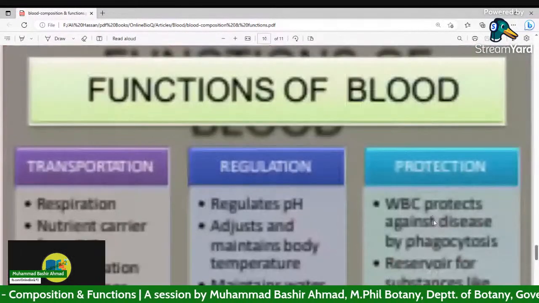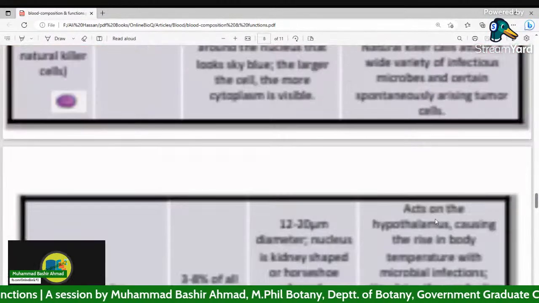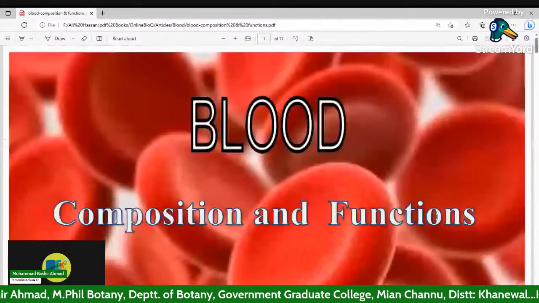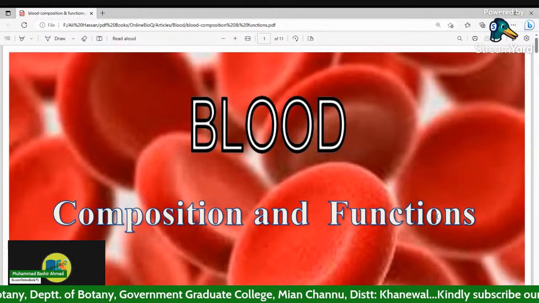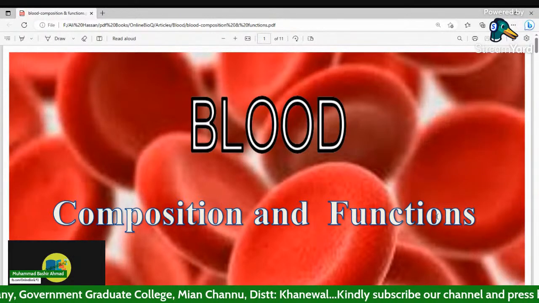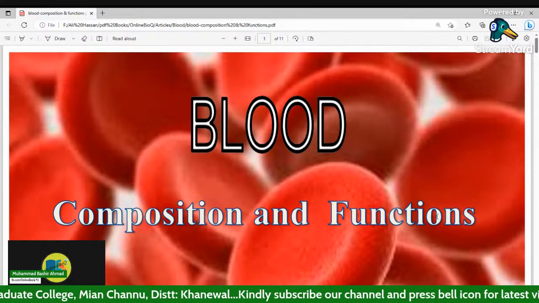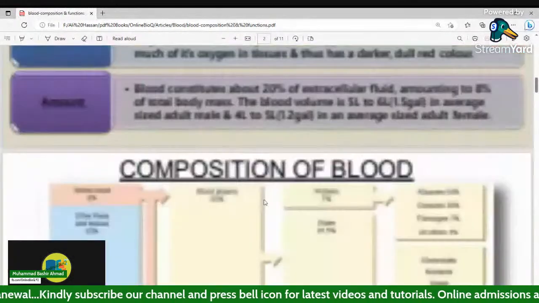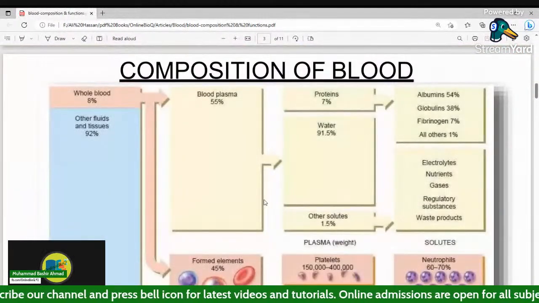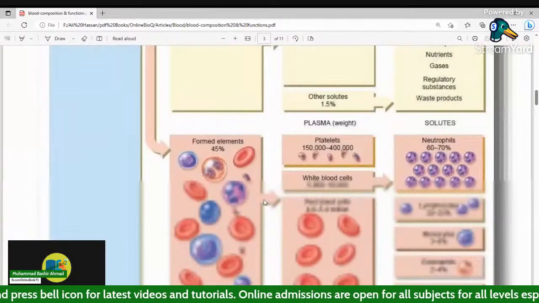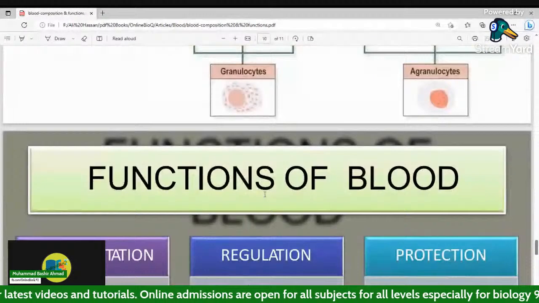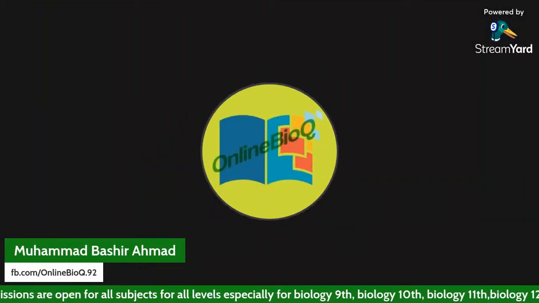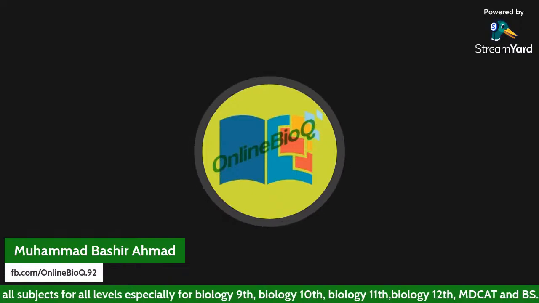So thank you. Today we covered our very first session, which may be termed the inaugural session for our international aspirants, and it was about blood composition and functions. Here we studied the composition of blood in detail, and then had an overview of the functions of blood in humans and other animals. So it's all for today.